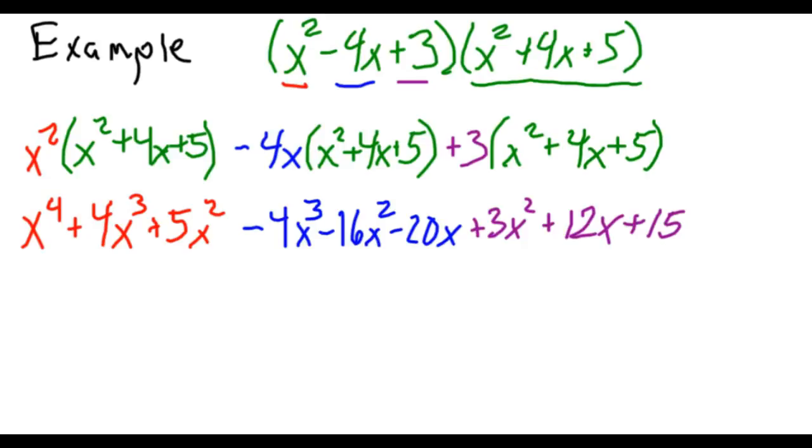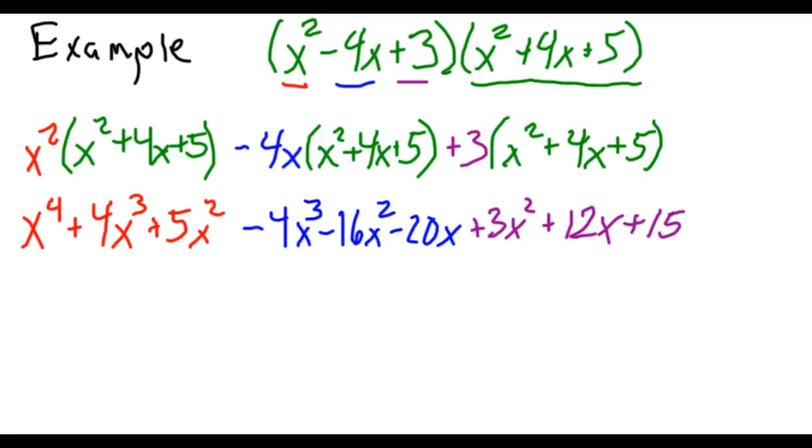Same thing with the second term. Our second term in the first polynomial is negative 4x. We're going to multiply that by the whole second polynomial. Same thing with our third term in our first polynomial, which is 3. Multiply that by the whole second polynomial. So if we take x squared times x squared, we get x to the fourth. X squared times 4x is 4x cubed. X squared times 5 is 5x squared. Now we just have to use that distributive property.